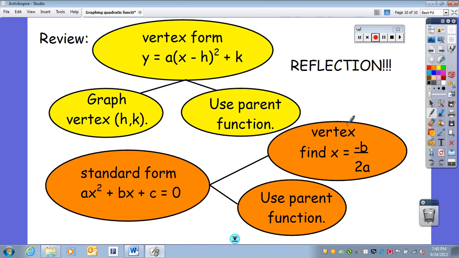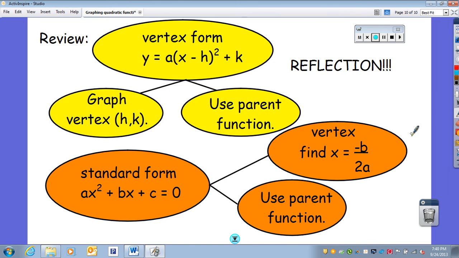Let's review. We have vertex form, which is y equals a(x minus h) squared plus k. Our first job is to graph the vertex, and then we can use the parent function to graph the rest of our points. We also graphed using standard form, ax squared plus bx plus c equals 0 or equals y. To find the vertex, we use the formula x equals -b over 2a, and then plug that x value into our original equation to find the y value of the vertex, and then use the parent function to graph from there. Please remember to complete the reflection.